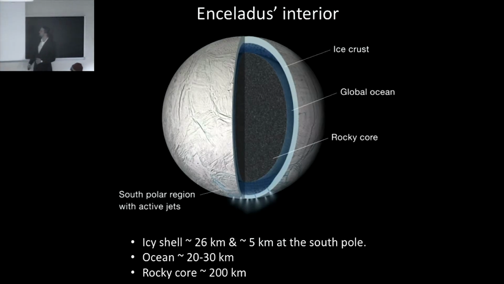And so more work shows that Enceladus has an icy shell of about 26 kilometers, but in order to be consistent with the gravity measurements that show a mass anomaly in the South Pole, the ocean is larger there. There's more water and less ice, and that's why it shows up in the gravity. The ocean is about 20 to 30 kilometers thick, and the rocky core is about 200 kilometers in size.